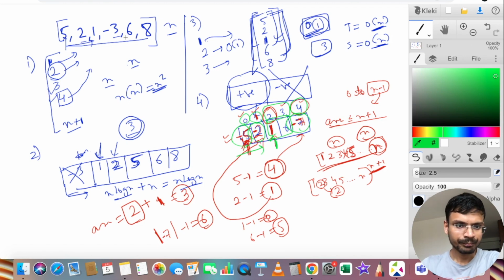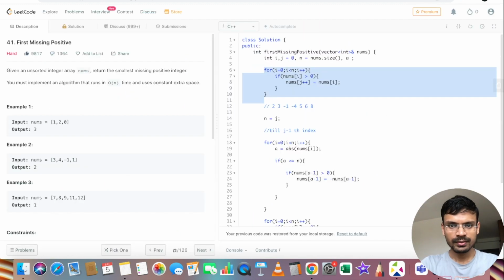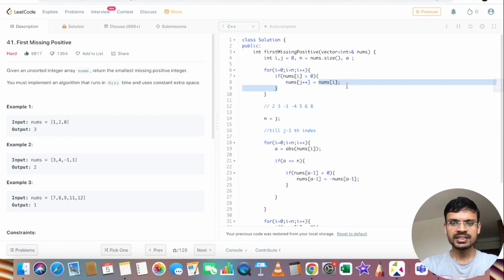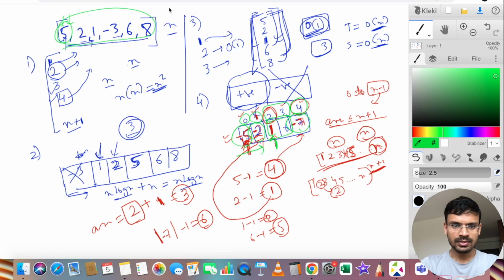Let me try to explain it. We do it using this example only. So i is over here and j is also over here. If this value is positive, I'm going to put whatever value is present at the ith index in the jth index as well. So 5 would be placed at this index only, no worries. Then I go to 2, 2 is placed at the jth only.